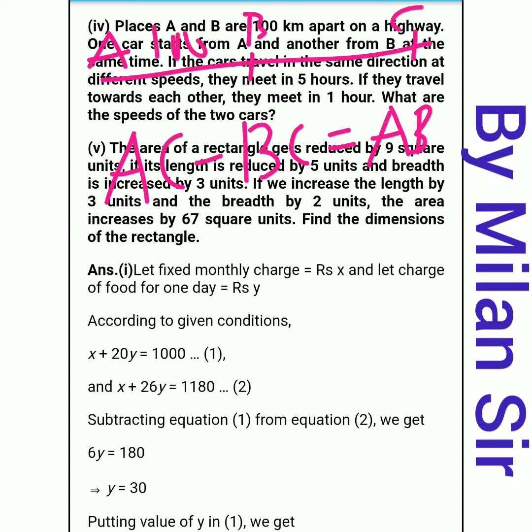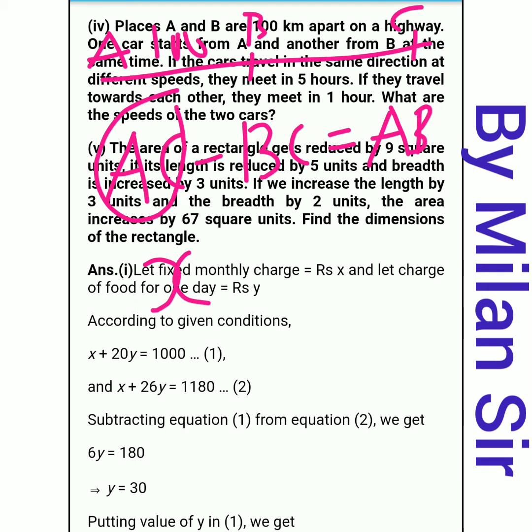C is the point where car A and B meet. Now AC means the distance traveled by car A, and we already know the formula: distance d is equal to speed multiplied by time. AC is the distance covered by car A, so the speed of car A is x.